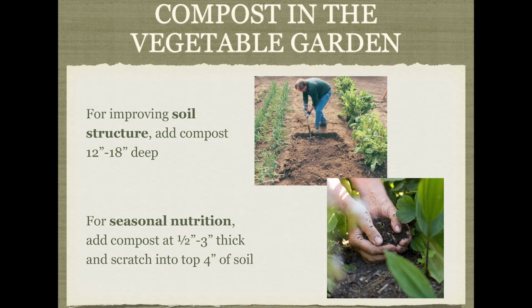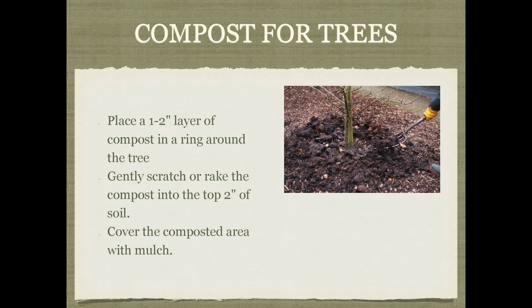And then if you're just doing seasonal nutrition, maybe you have your garden and you're planting your tomatoes, you just put a little bit of compost, a couple inches thick, and scratch it around the surface. Compost for trees is pretty much the same thing. Trees get their nutrients around their base and the drip line of the roots, so try to keep it away from the crown so that you don't cause any rotting. Put a couple inch layer of compost around the tree, scratch it in, and cover it with mulch so that you protect it and make sure the compost doesn't move or blow away.